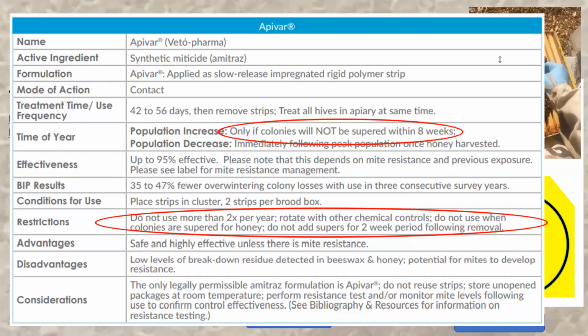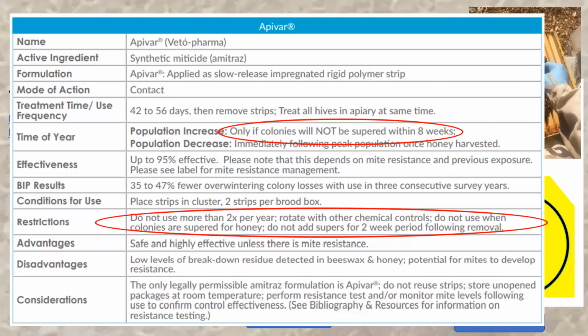So that word super versus brood box is an important thing to understand because of the jargon that's used in documents like this with the Bee Informed Partnership. Only colonies will not be supered within 8 weeks, as it says, meaning supered, meaning for honey consumption. I hope that answers your question.